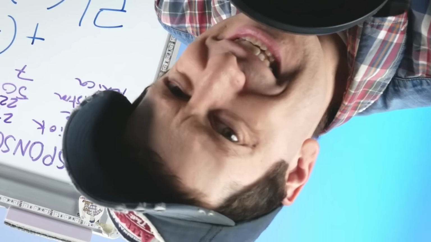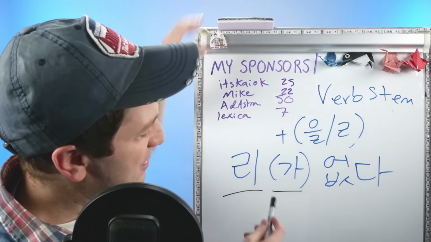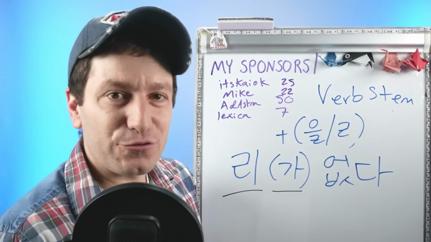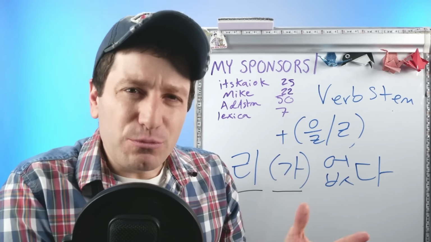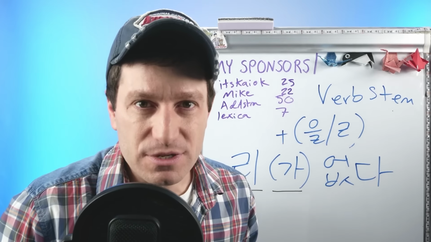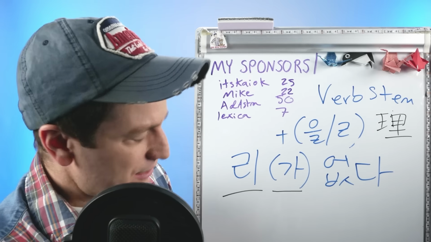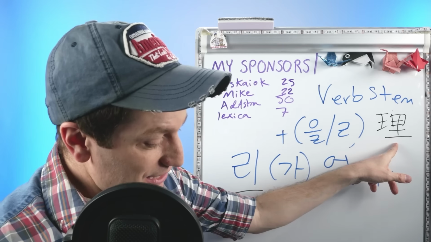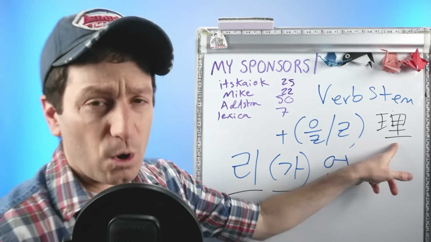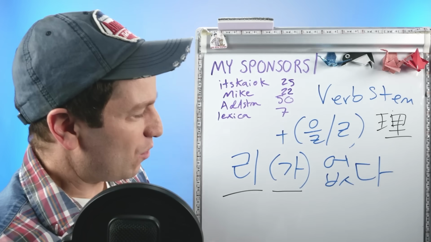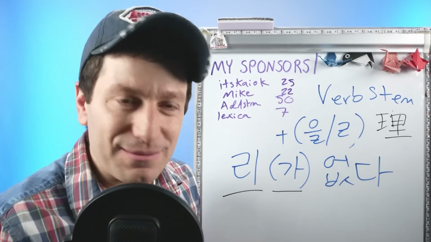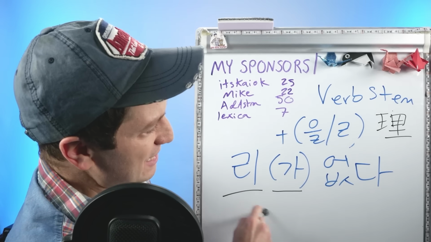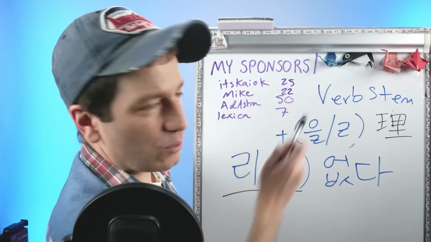So what is this form then? Let's talk about this part for a second. 리. 리 is actually from 한자. It's a noun, but it's only used in grammar forms. This is the 한자, the Chinese character that is read as 리. This one means logic or a reason. So this form literally means 없다, to not exist, logic or reason for whatever verb.